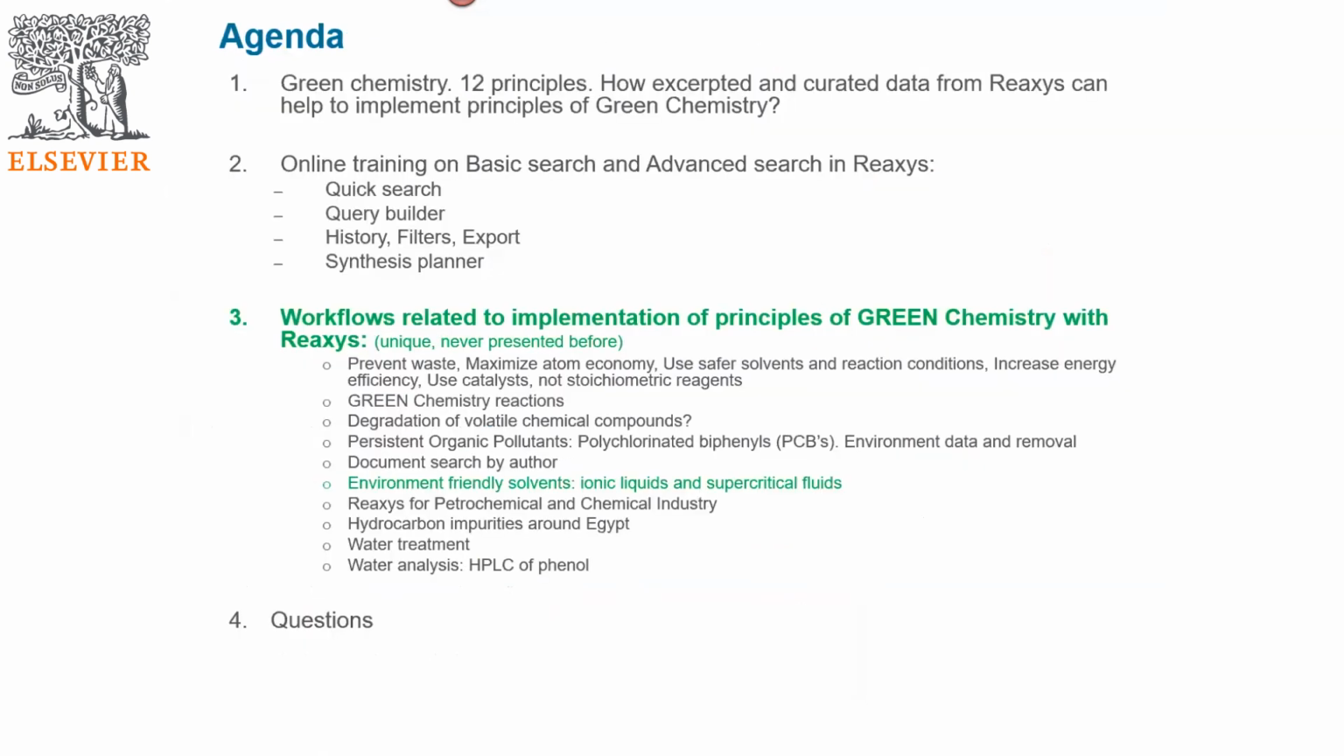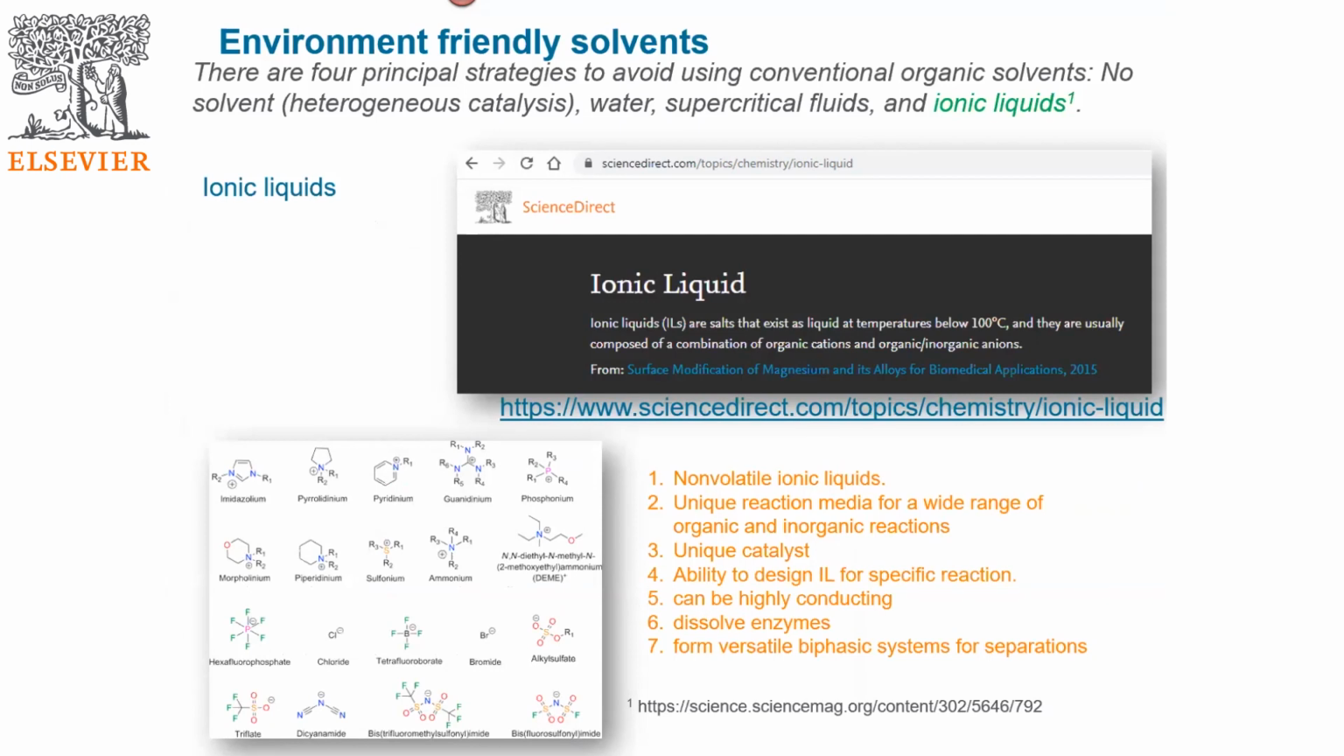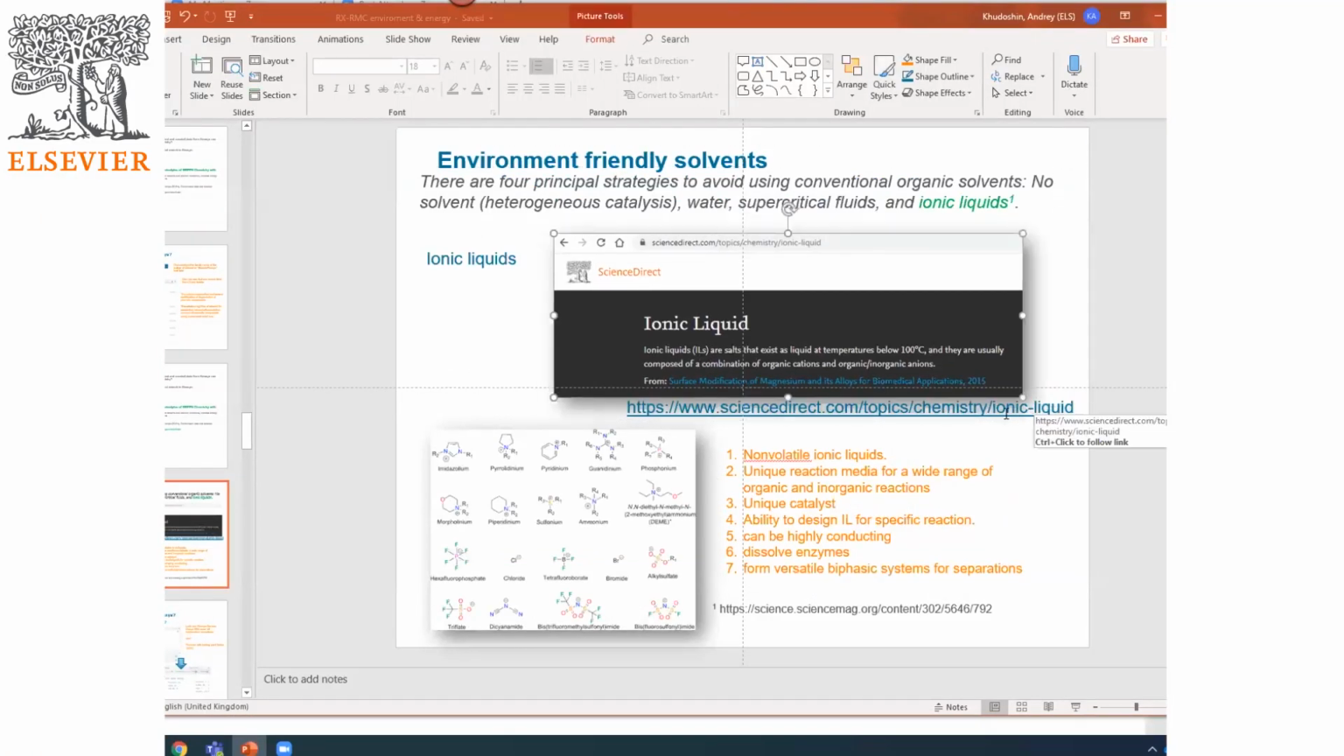And now let's go to environment-friendly solvents. I think it's quite an interesting topic. And when we start to discuss this topic, I want you to go to another Elsevier database, which is called ScienceDirect. It is a full-text database of journals and books published by Elsevier. And in ScienceDirect, we have a special tool, which is called topics.